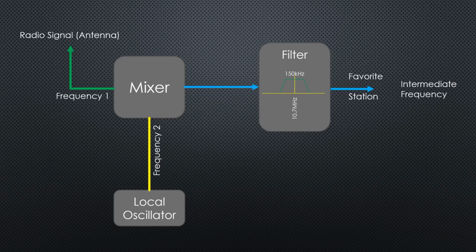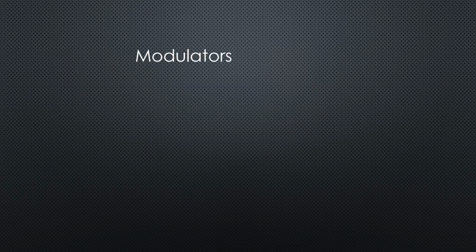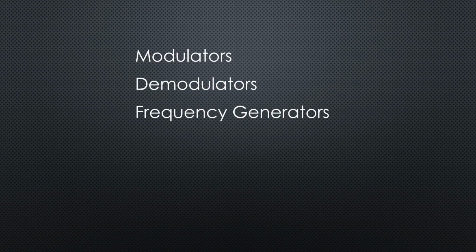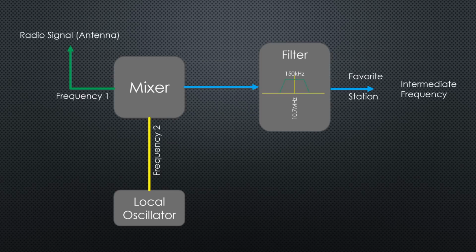From this example you already learn: in RF we not only need modulators and demodulators, we also need frequency generators, mixers and lots of filters. This method has another huge advantage. We can use a fixed frequency filter for 10.7 MHz. Fixed frequency filters are much simpler and cheaper to build.